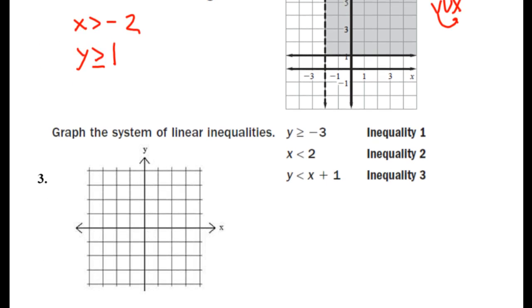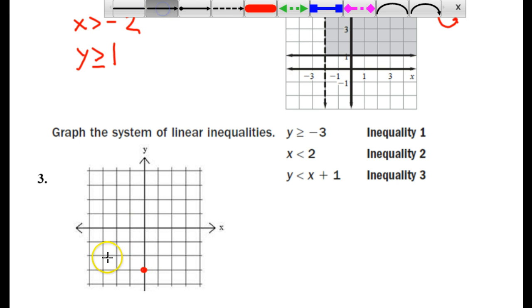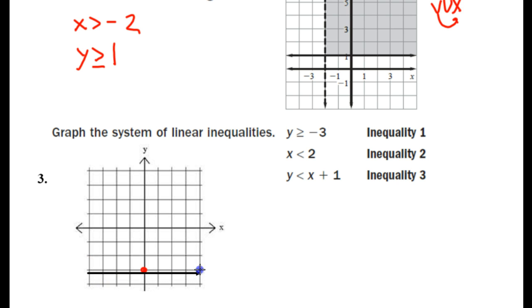Okay? And we could even do 3 of these. If we graph this system, it has 3 inequalities. Inequality 1 is y is greater than or equal to negative 3. To graph that, once again, y equals is horizontal. So y is at negative 1, negative 2, negative 3. That would be a solid line because it's greater than or equal to. Oops, let me fix that.